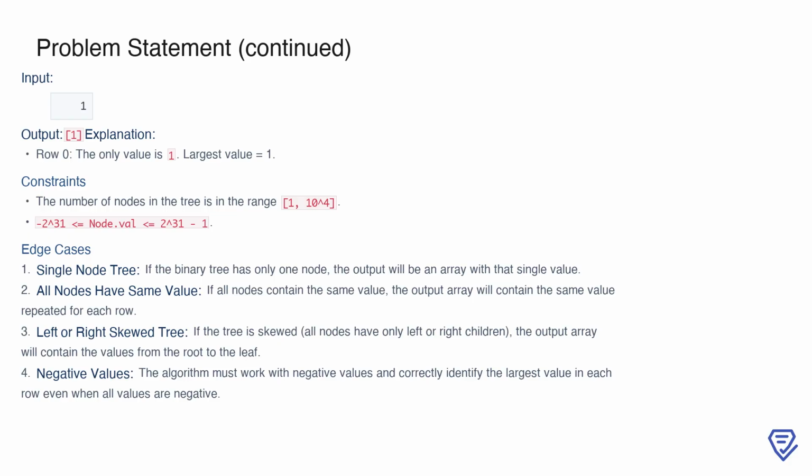For instance, the number of nodes in the tree can go up to 10,000, and node values can range from -2^31 up to 2^31 - 1. This means the solution must handle large trees efficiently and work correctly even when node values are negative. Important edge cases include single-node trees, trees where all nodes have the same value, skewed trees with nodes only on one side, and trees where all values are negative.